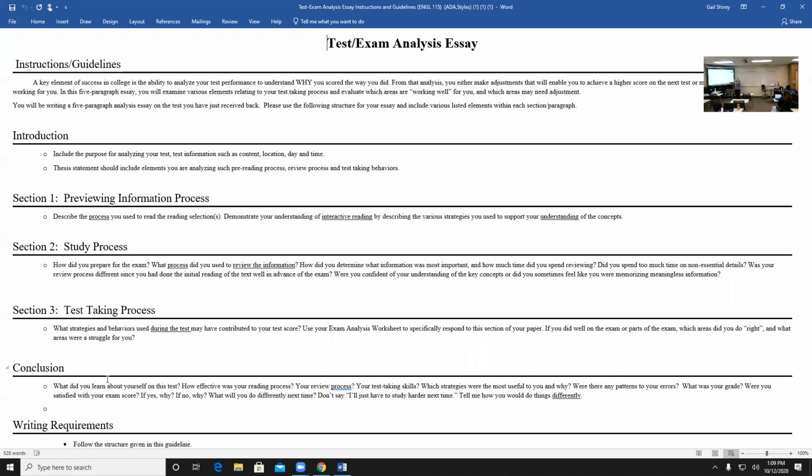Were there patterns? Sometimes there's not a pattern to your errors, but sometimes there is. So look for a pattern. Make sure you talk to me about what your grade was. When I say what was your grade, you're going to give me your score at the top. I want to know if it's an A, a B, a C, a B minus, a B plus, whatever. So convert it to the letter grade in your conclusion. And then, were you satisfied with your score? If yes, tell me why you're satisfied. If no, tell me why you were not satisfied.